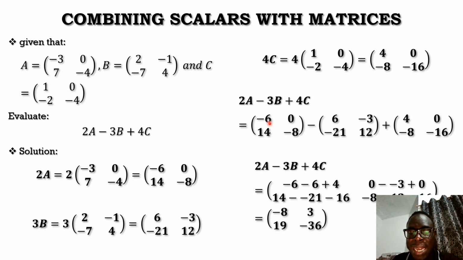So the first one, you have -6 minus 6 plus 4, and the answer will give us -8. Then the next one, you have 0 minus -3 plus 0. The answer will give us 3. 14 minus -21, then plus -8. Here it is. Then the answer will give us 19. Then -8 minus 12 plus -16. The answer will give us -36. That is how we combine scalars with matrices to evaluate such expressions.